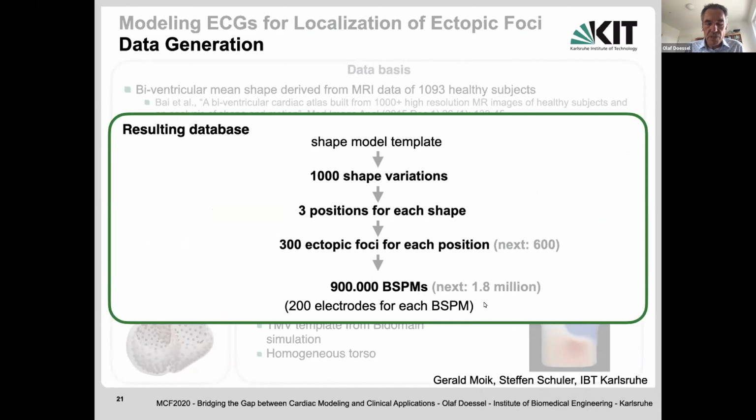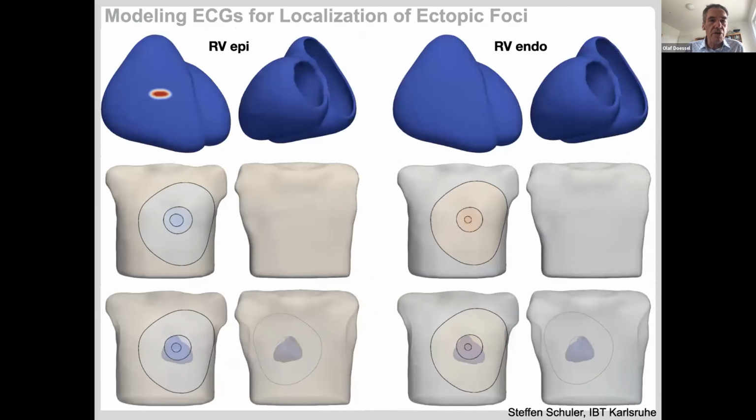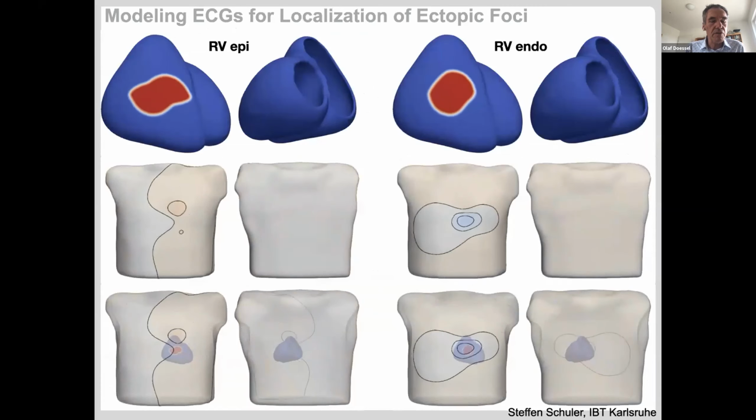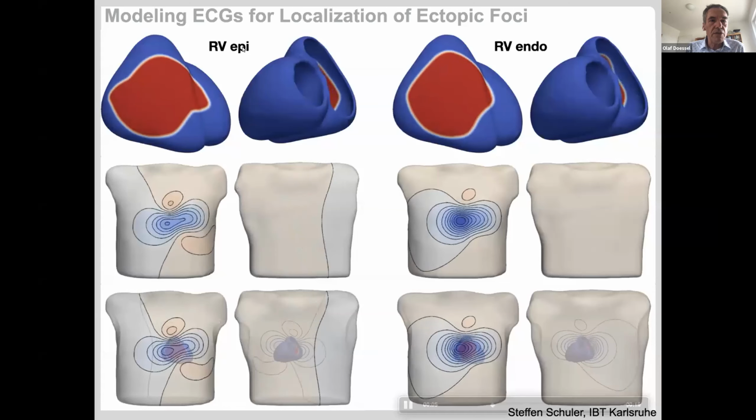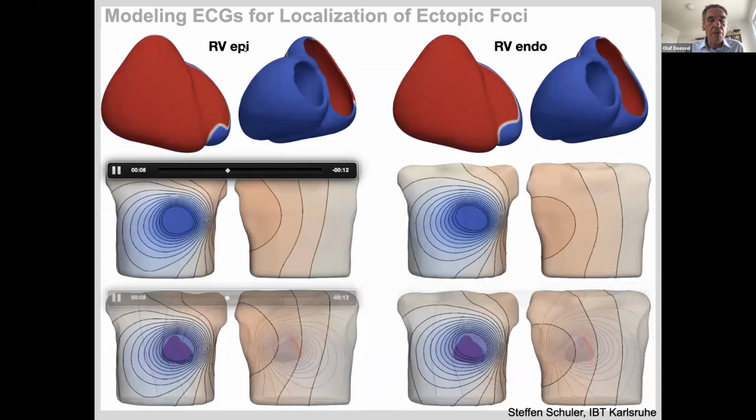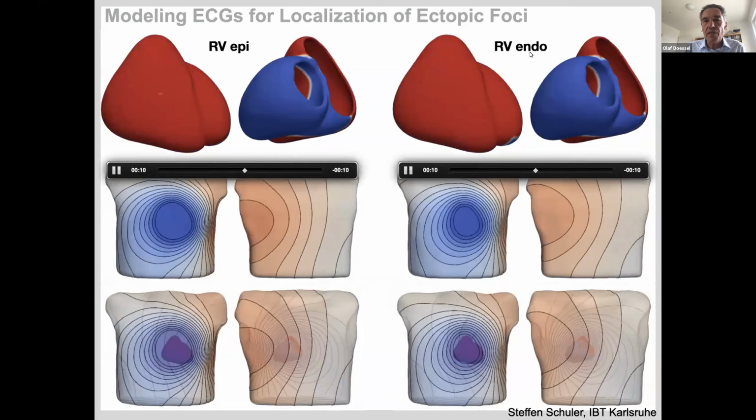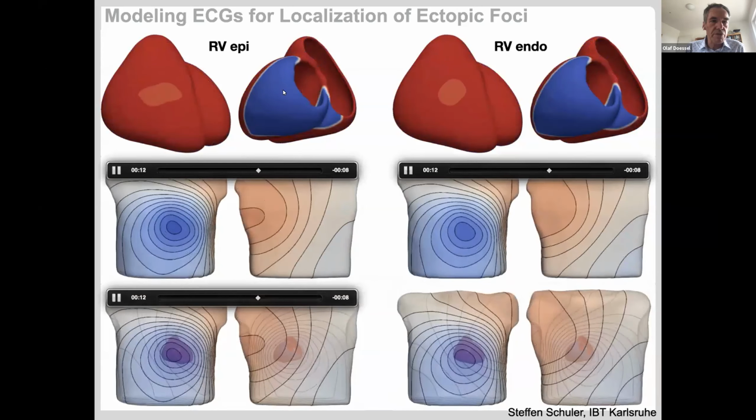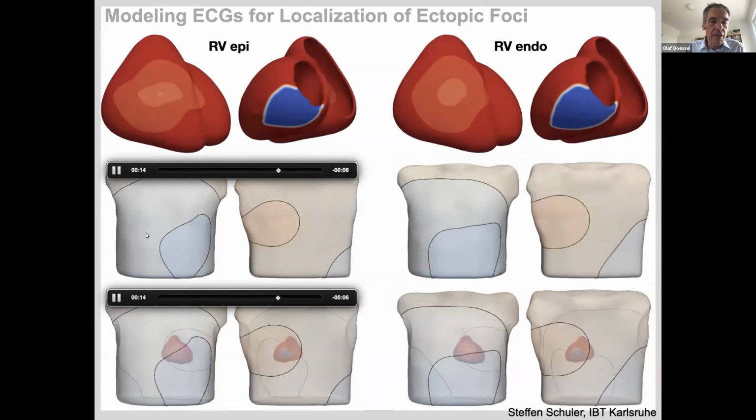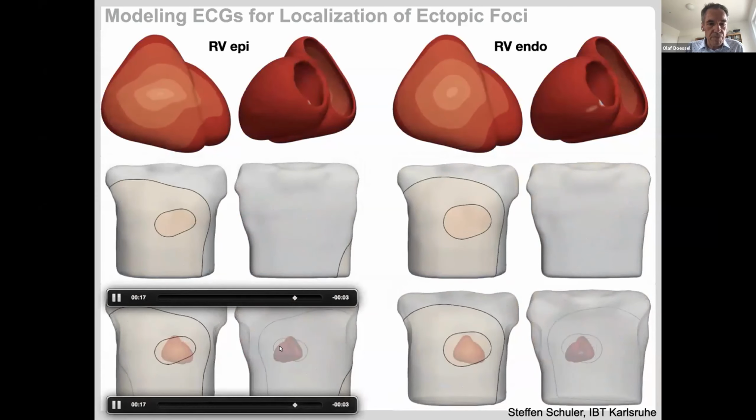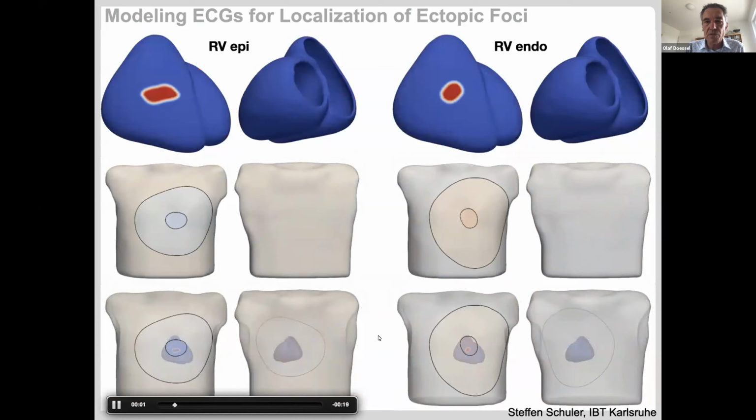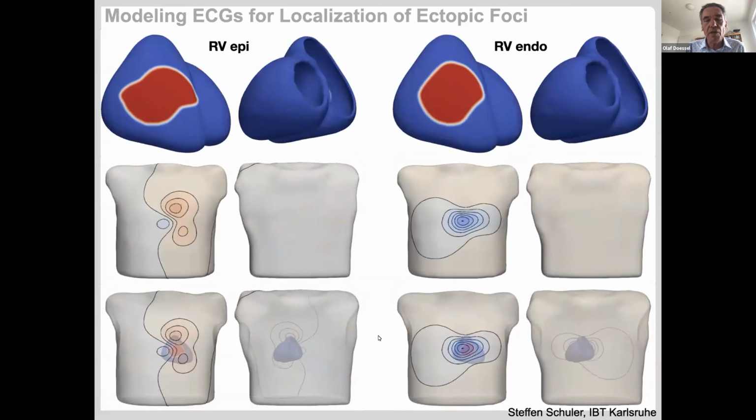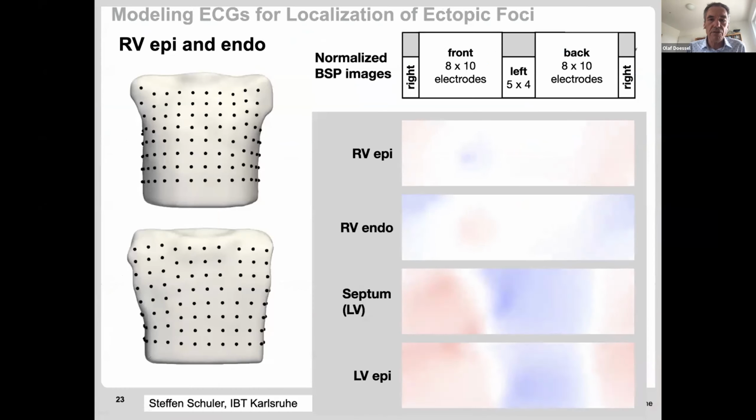And with this, we feed a machine learning machine. And this is one example with a right ventricular epicardial focus and the right ventricular endocardial focus. And you see the spread of depolarization on the heart, the body surface potential maps, and here a visualization that includes the heart and the body surface potential map. These are just 2 examples out of these 900,000.